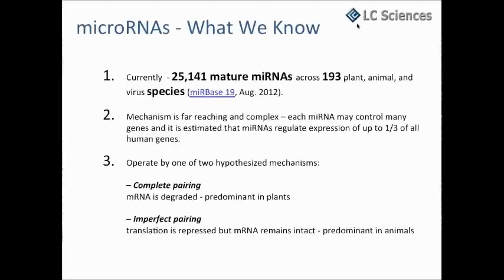So the current snapshot is that we have more than 25,000 mature microRNAs. A total of almost 200 different species are cataloged in miRBase, which is the publicly available database, which includes all known and validated sequences. miRBase gets updated regularly, typically every 6 months. The latest update took a little bit longer, simply because the amount of sequence information was so big. But the latest update was in August.